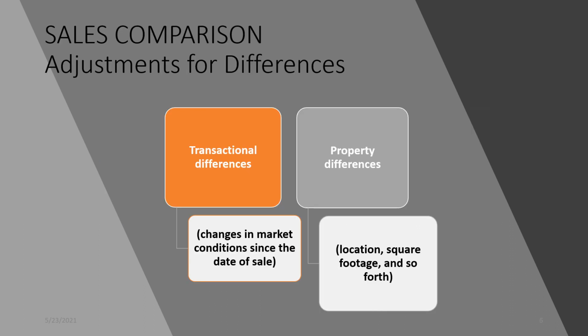Adjustments for differences. You have transactional differences and property differences. Transactional differences is a change in market conditions since the date of the sale. Prices could have gone up or could have gone down. Property differences is the location, square footage, and so forth.